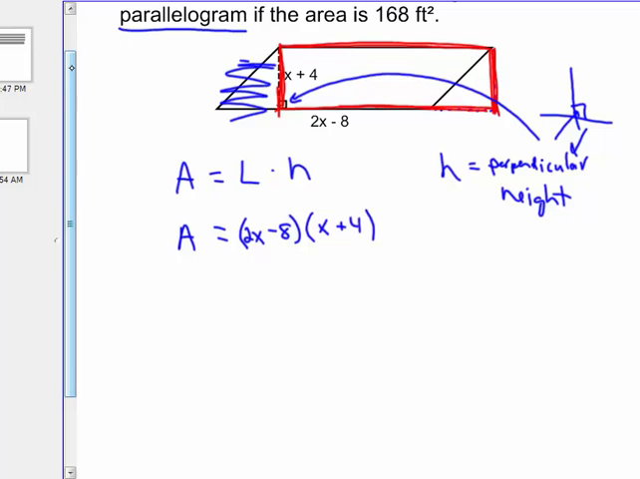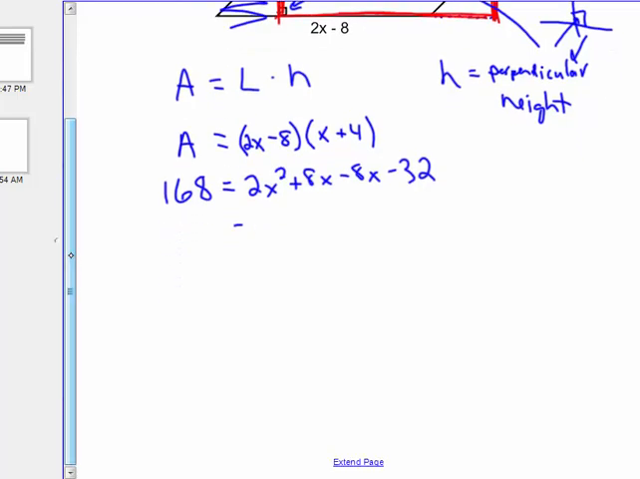Now, what does it equal? It equals the area. Well, in this case, we do know the area. The area is 168. So I'm going to go ahead and solve this. I'm going to FOIL, and I'm going to get 2x squared. The 8x and the negative 8x are going to cancel out, minus 32. It's a quadratic, so I'm going to move everything over to one side and get a 0. So I get 0 equals 2x squared minus 200.